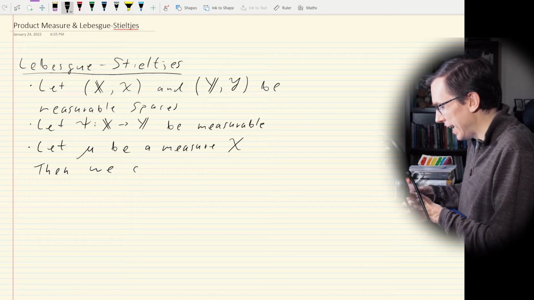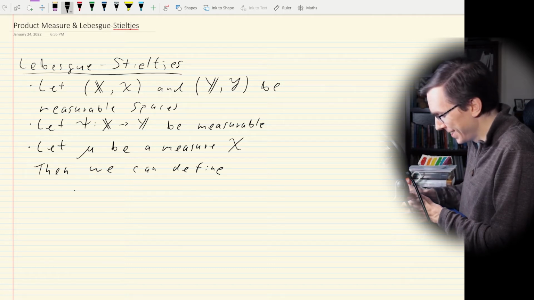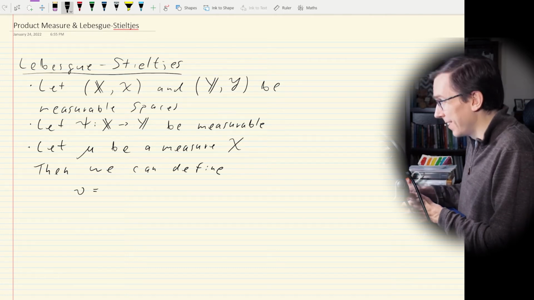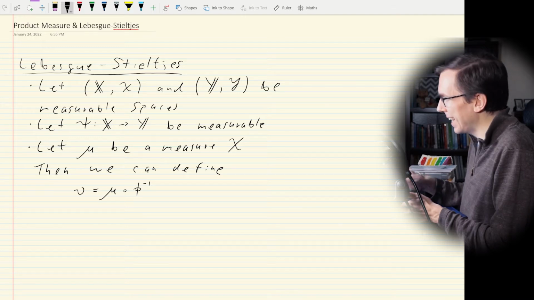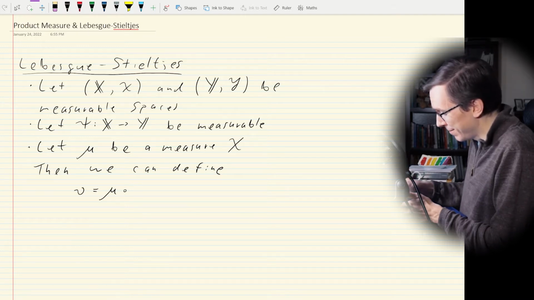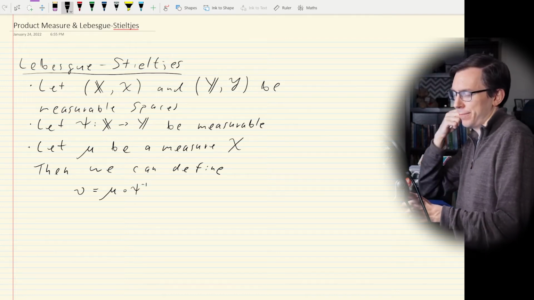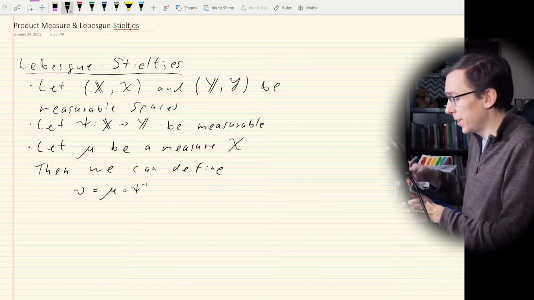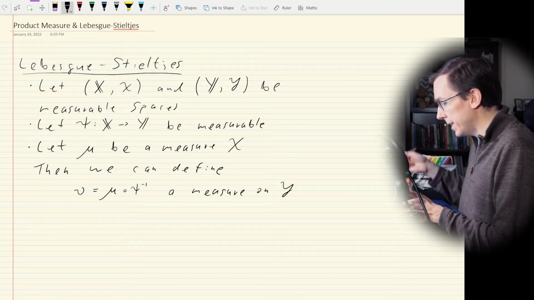Then we can define a new measure, which we'll call nu, which is going to be mu of psi inverse. And this is going to be a measure on Y, on script Y, the sigma field.